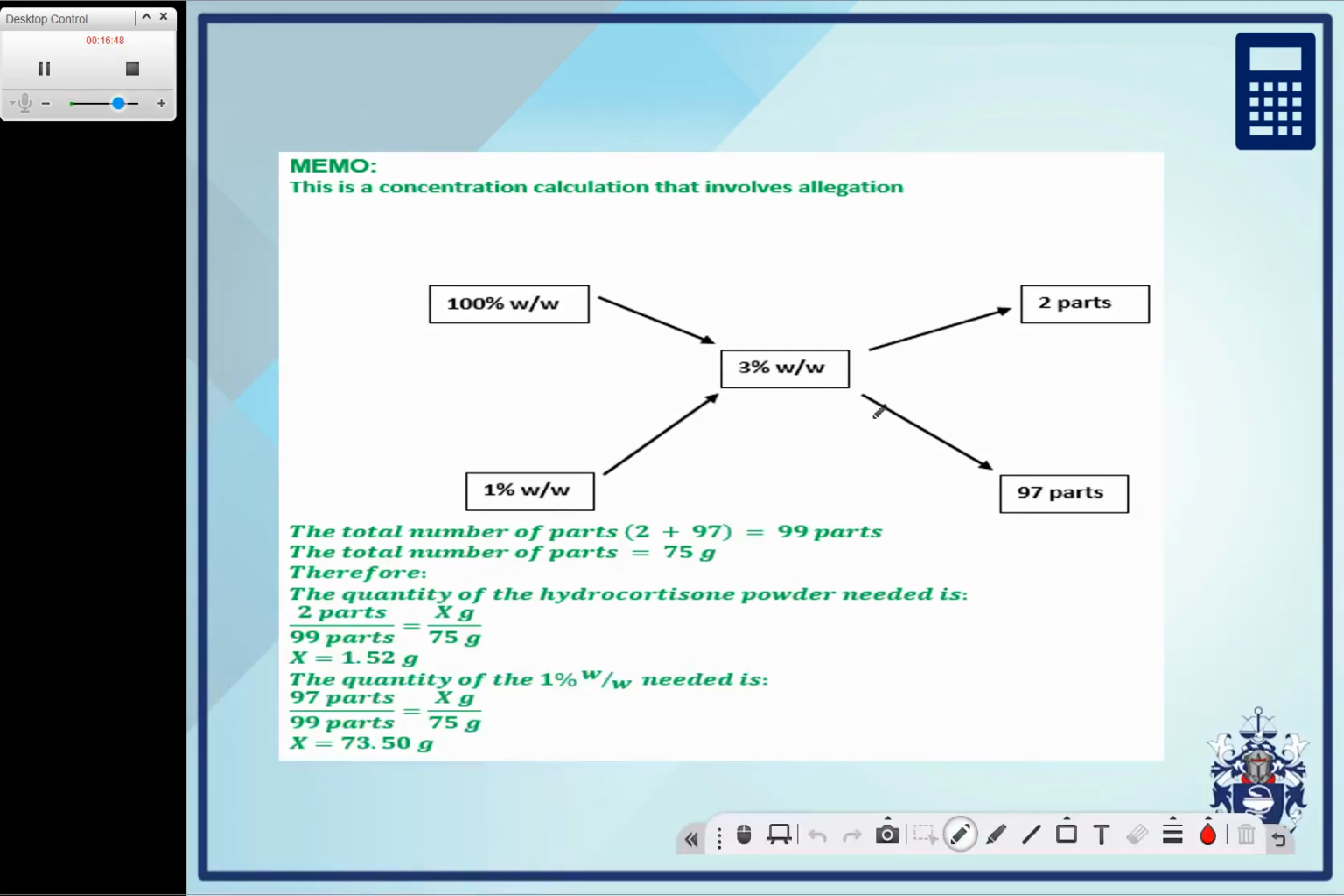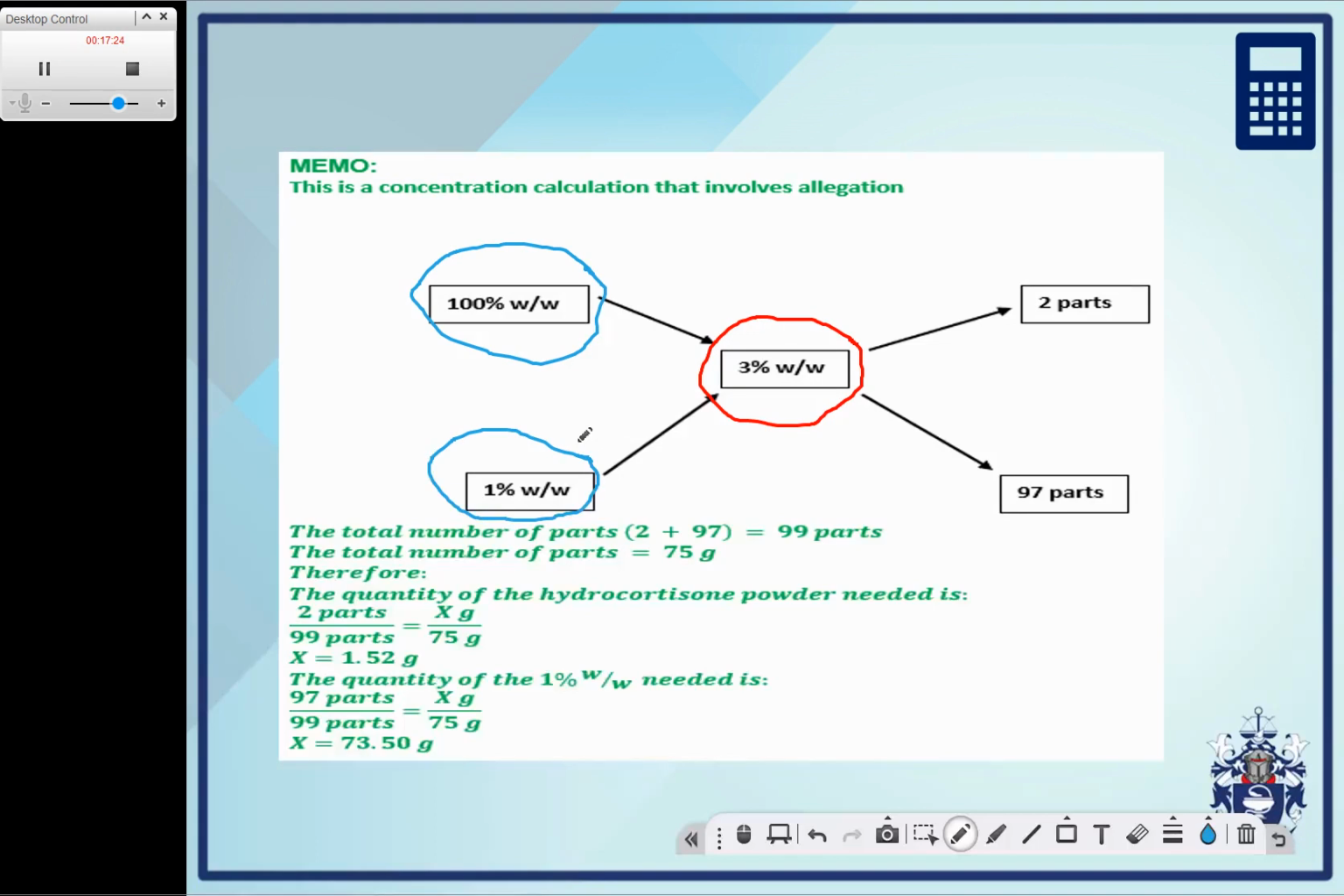The concentration that you need is 3% weight per weight, and that I will highlight, or rather encircle, in red. Let's use a different color pen to highlight the position of the two concentrations that you have to use to obtain the concentration needed. Let's use blue. 100%, that will be the hydrocortisone powder, and the 1% weight per weight cream that you have to use.